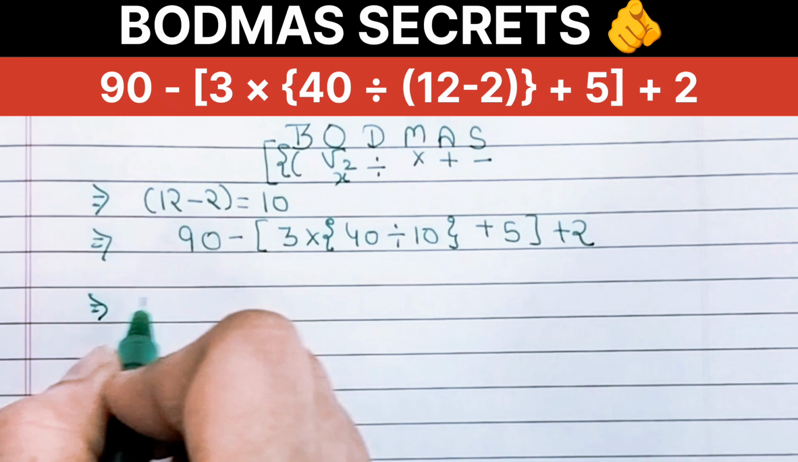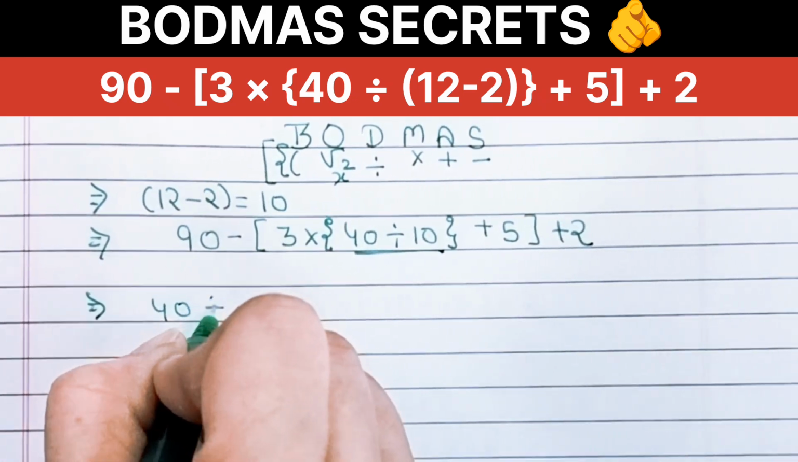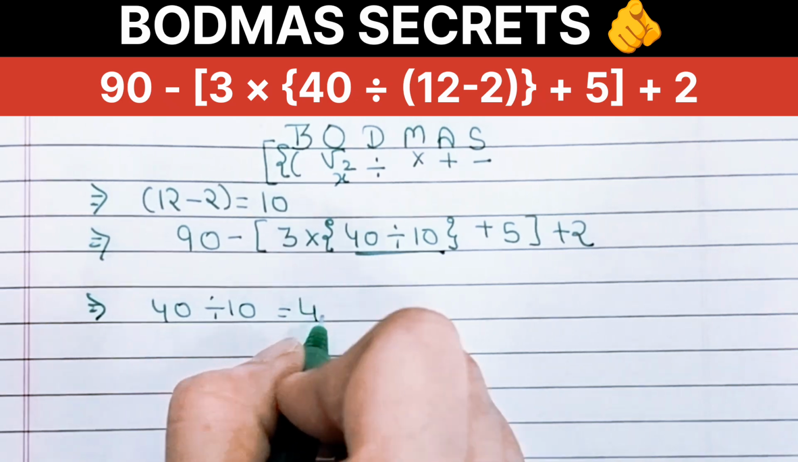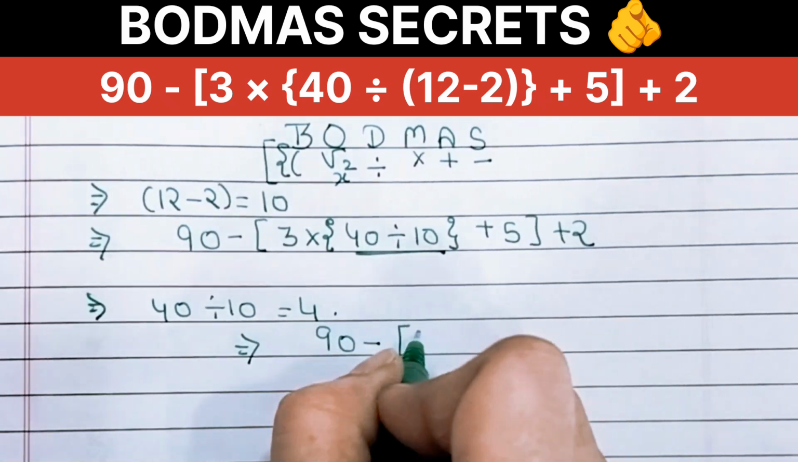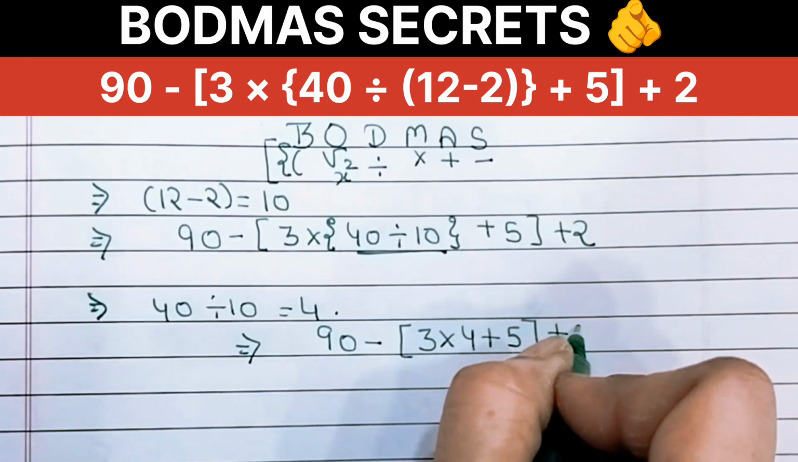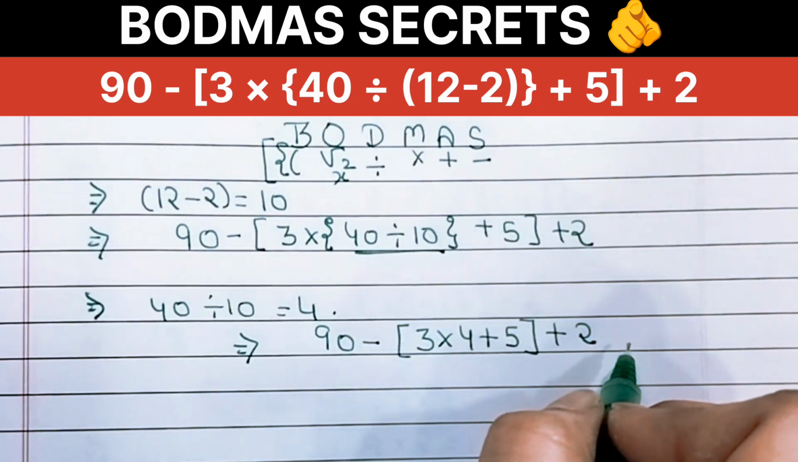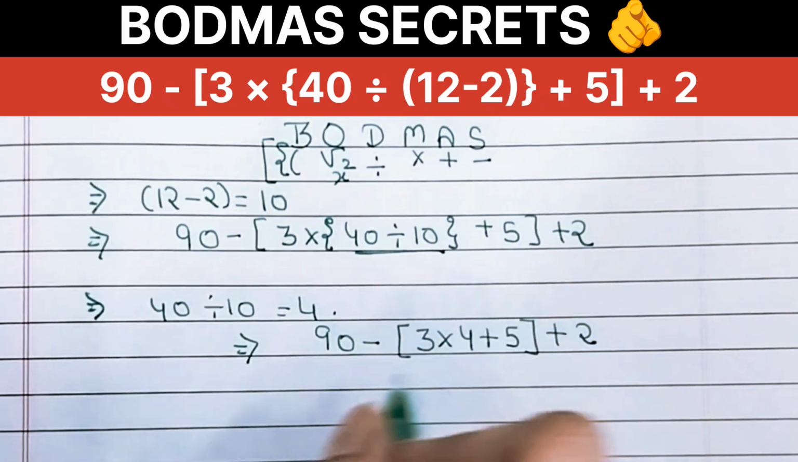So now move to step 2, solve the curly brackets 40 divided by 10. After dividing we'll get 4, and now the current expression becomes 90 minus square bracket 3 multiplied by 4 plus 5 and then plus 2. According to this step 2, following the hierarchy of brackets, we now simplify the terms inside the curly bracket.